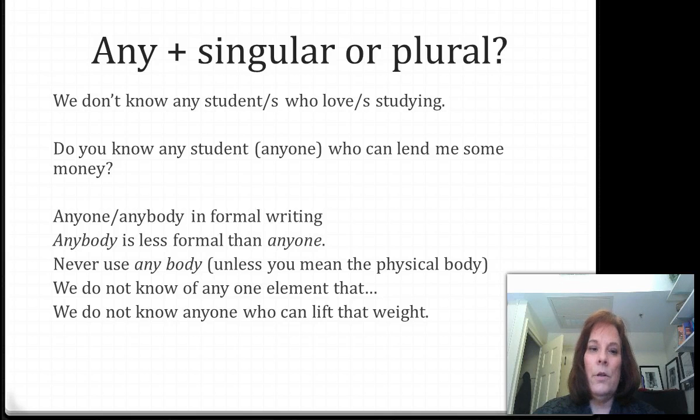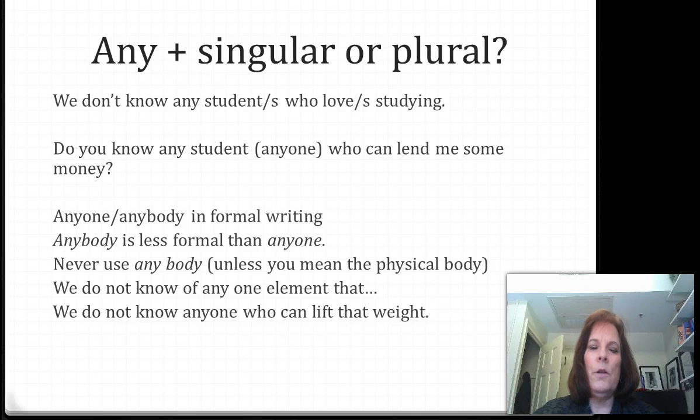The truth is, you can do it for either one. Most often we use it with a singular, but let's look at these examples. We don't know any student who loves studying, or we don't know any students who love studying. Do you know any student, anyone, who can lend me some money? Or do you know any students who can lend me some money? Those two sentences might have a little bit different interpretation.